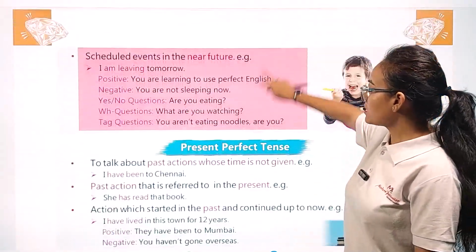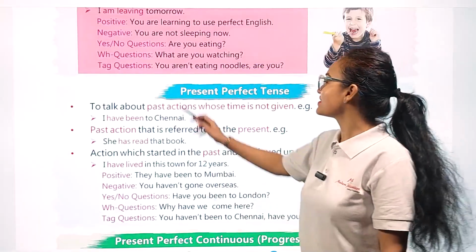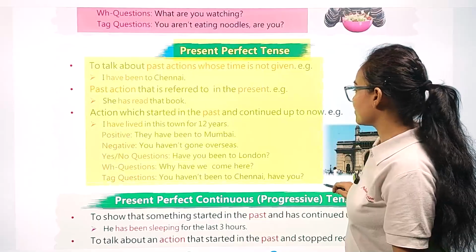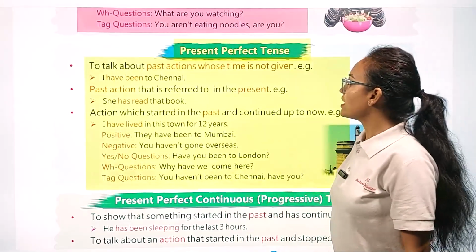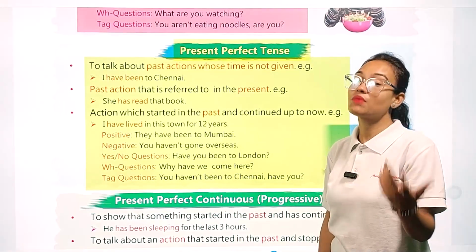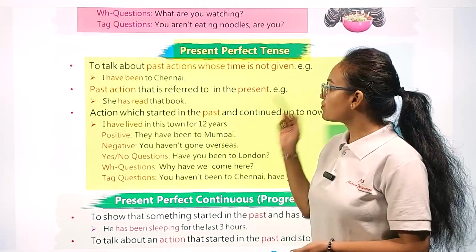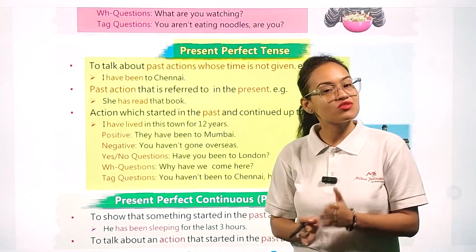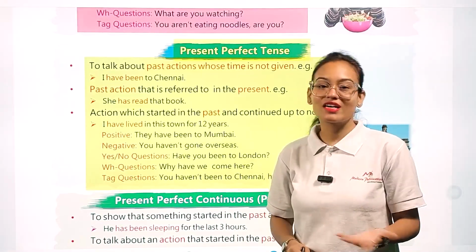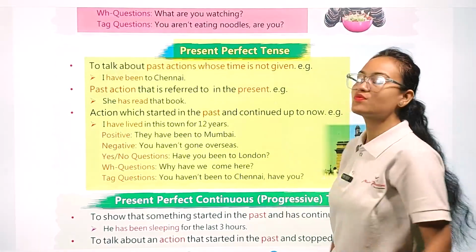Now the next one is present perfect tense. What comes under present perfect tense? Let's see. Present perfect tense is used to talk about past actions whose time is not given. Whenever we are talking about an action which was already performed in the past, but we don't know at what time it happened. So present perfect tense means, my dear student, the action has already happened in the past, but we don't know about its time. All these cases come under the category of present perfect tense.